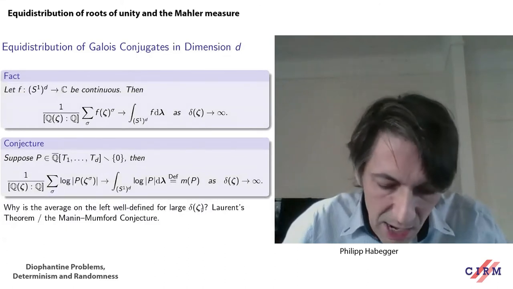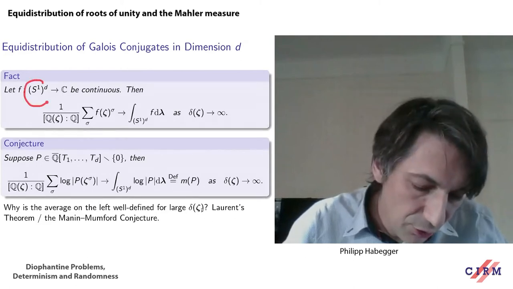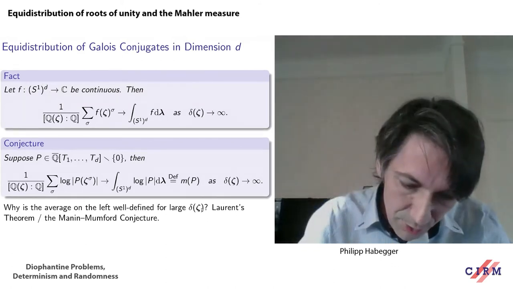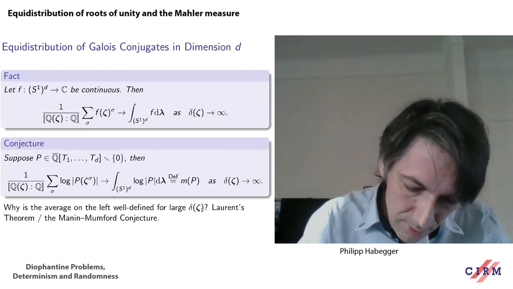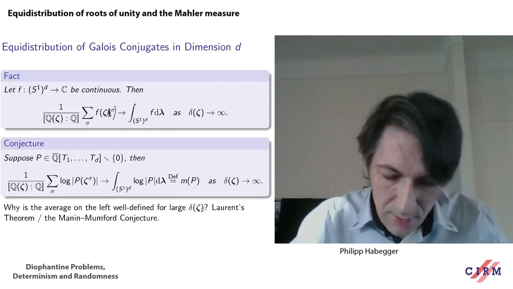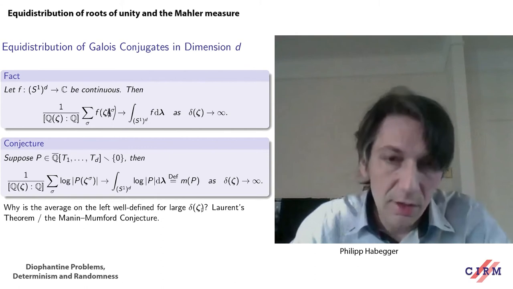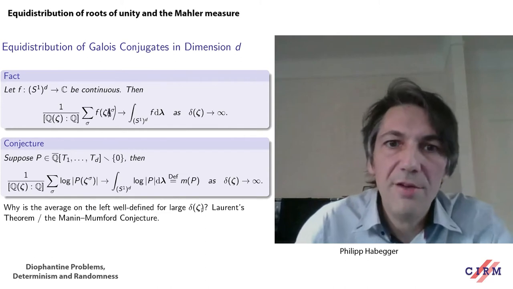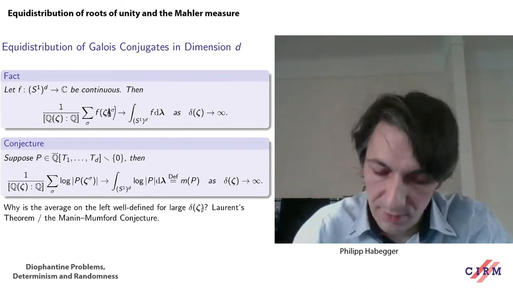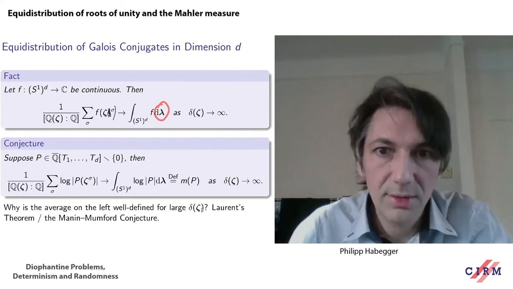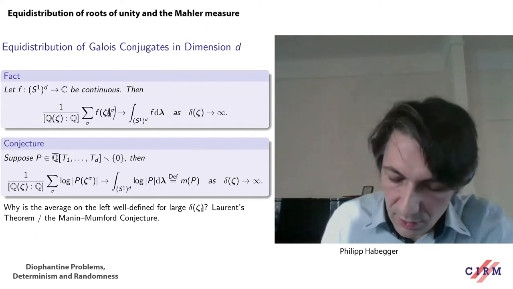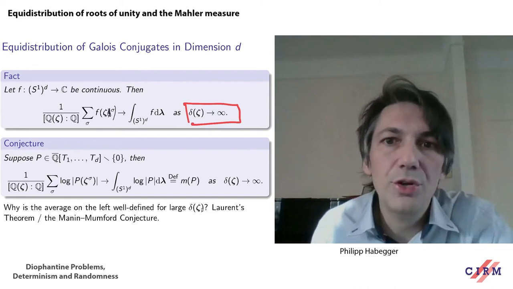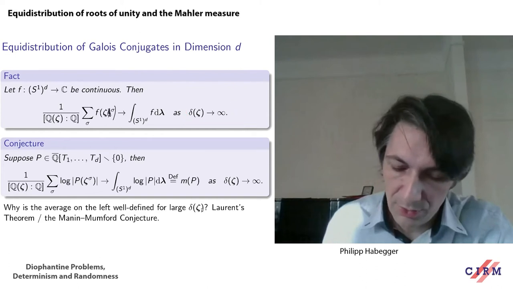So the classical result, which is stated here, is that if we have a test function f on the d-dimensional torus, S^1 to the d, that is continuous, then, so there's a typo here, the average of f along the Galois orbit will converge to the integral of f on this torus, where we just have the product Haar measure lambda. The convergence holds as this invariant delta of zeta goes to infinity. So having the order go to infinity is not enough, but for delta going to infinity, that's okay.